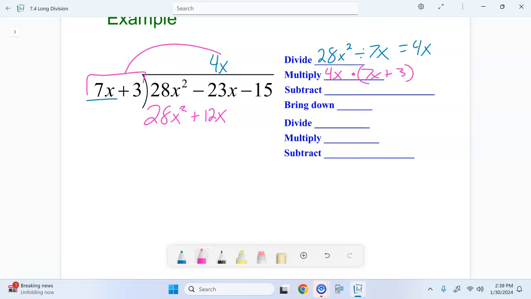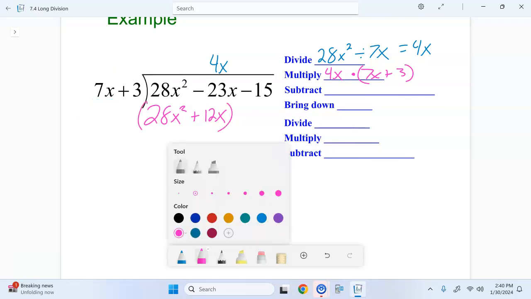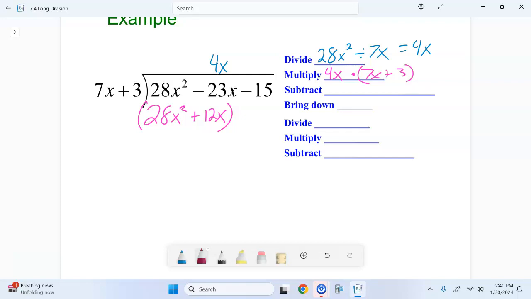Next step is to subtract. Why 4x? Because that's what we had in the division. When we did the first part of our quotient, every time we get a new value in our quotient, the subtract step will be that times our divisor. So whatever we have up here, multiplied by this, every time. Okay? So now we're going to subtract.